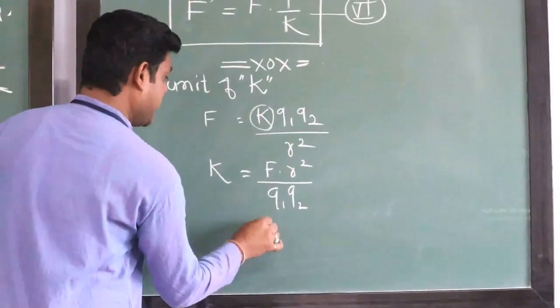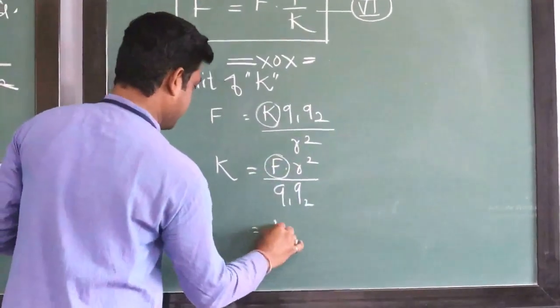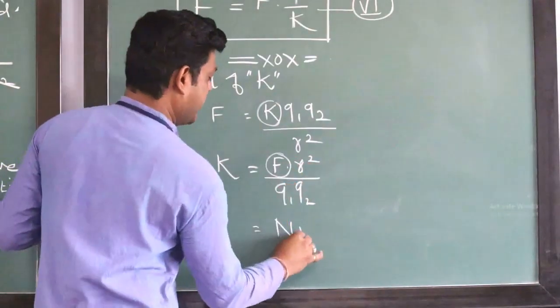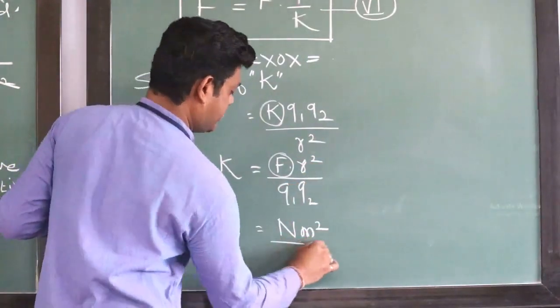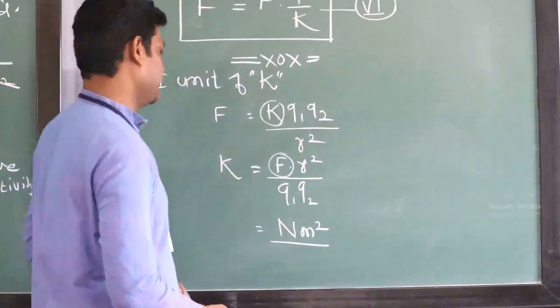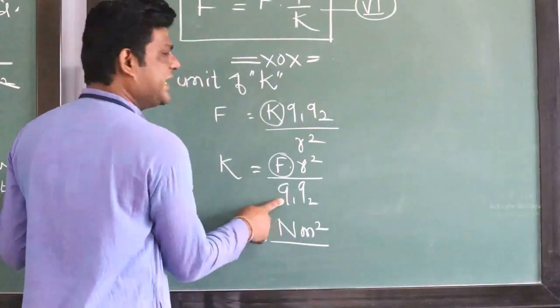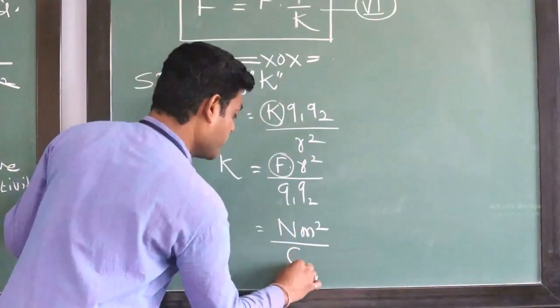Right? What is the SI unit of force? We know that it is Newton. This is r, distance. We will write it as meter square. Distance is measured in meter. And the SI unit of Q1 and Q2 is Coulomb.